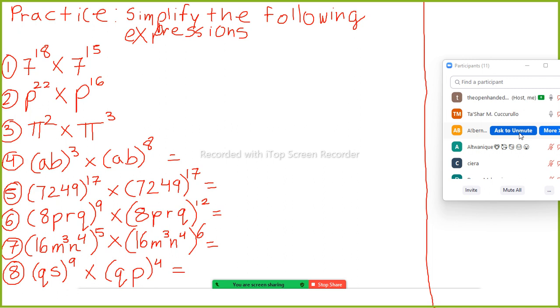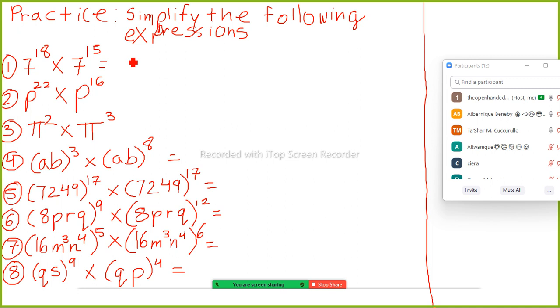All right, so the timer has ended. Let me begin with Albernique. What did you get for number 1? Okay, so I have 7 to the power of 18 plus 15. I simplify and I get 7 to the power of 33.